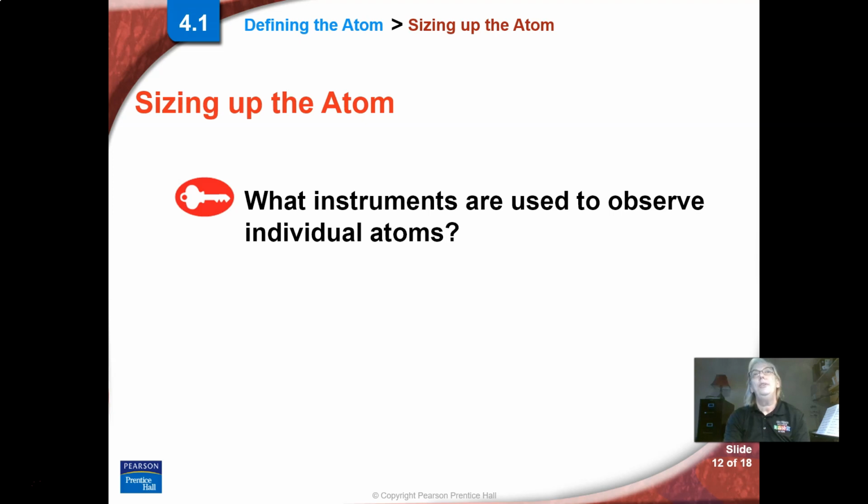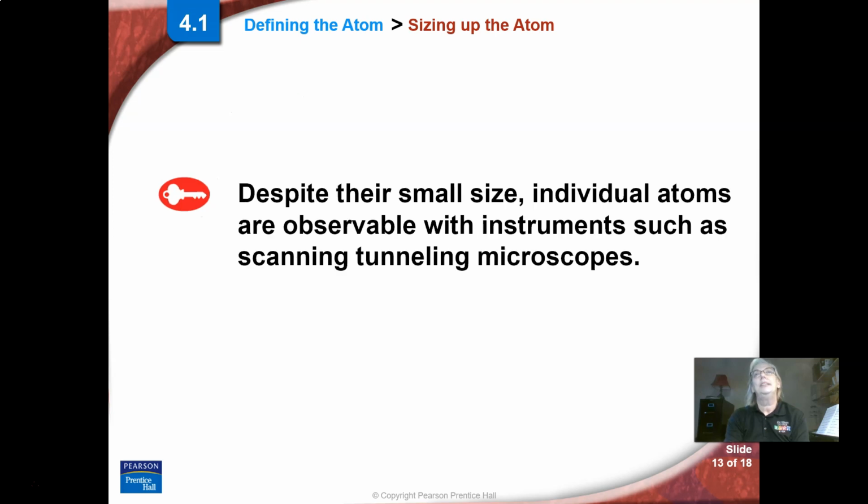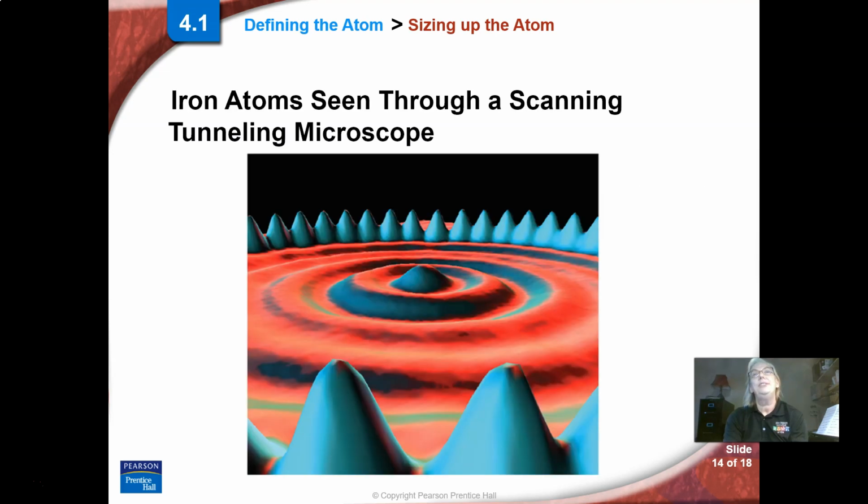So what instruments can we use to look at individual atoms? They're really, really small, but we can use some instruments, like a scanning tunneling microscope. And I used to work with a chemist who did this when I worked at Dow Chemical, so that was pretty exciting. So this one is actually seeing parts of the atom through the microscope.